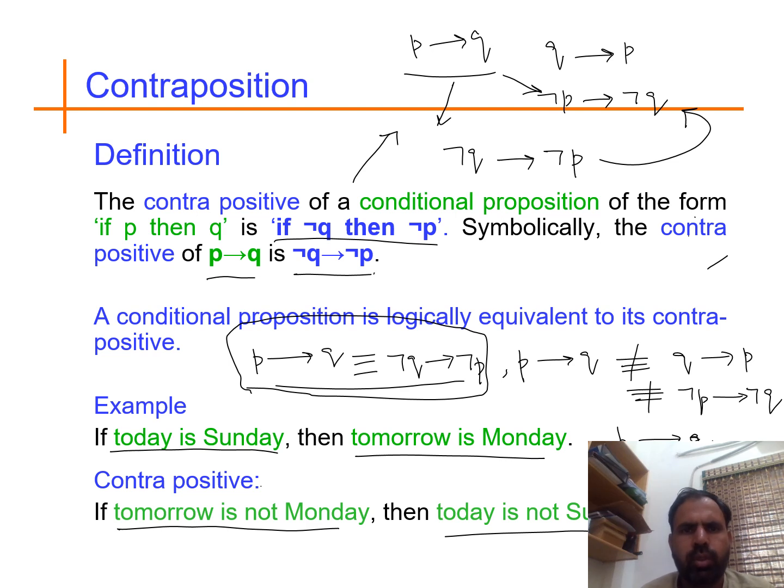Contraposition. The contrapositive of a conditional proposition of the form if P then Q is if negation Q then negation P. Symbolically, the contrapositive of P implies Q is negation Q implies negation P. A conditional proposition is logically equivalent to its contrapositive. For example, if today is Sunday, then tomorrow is Monday.